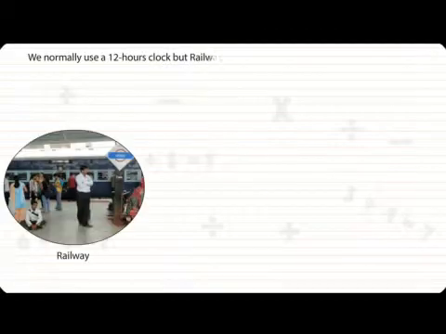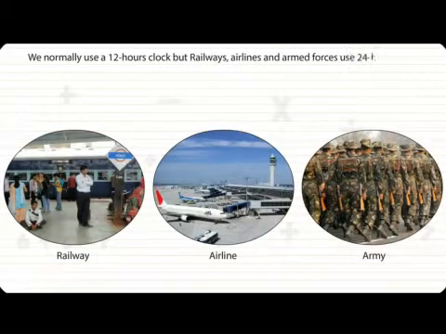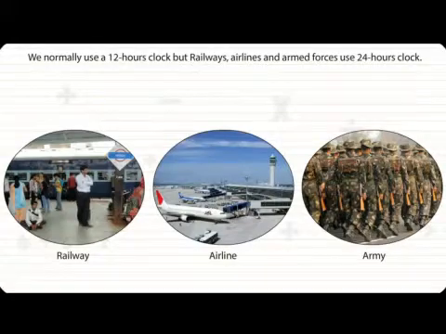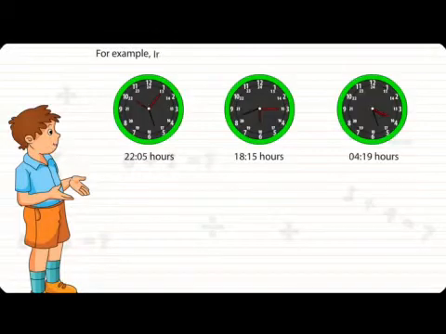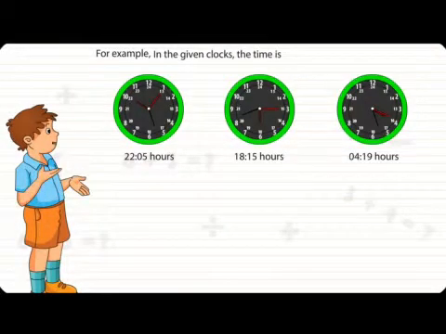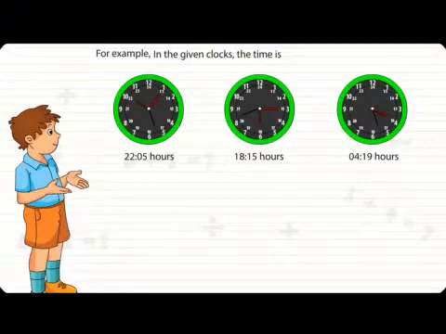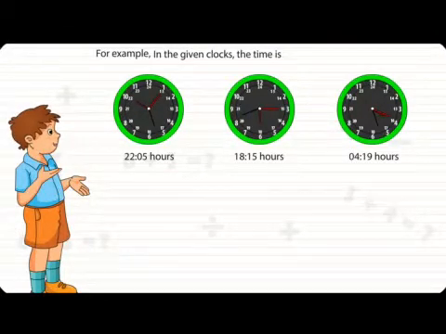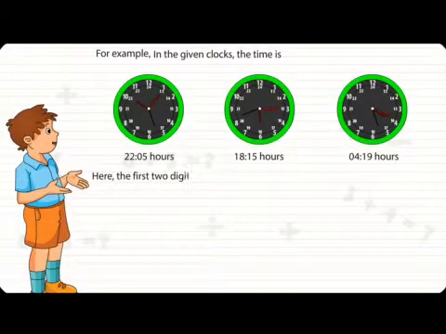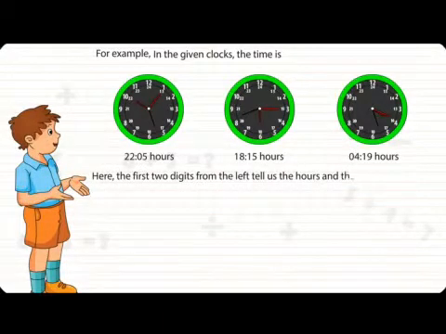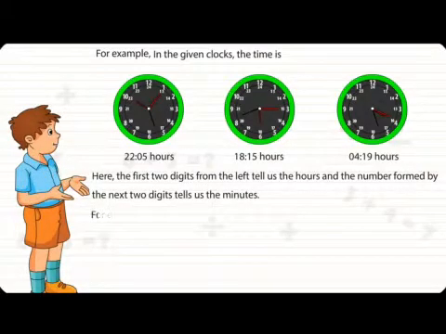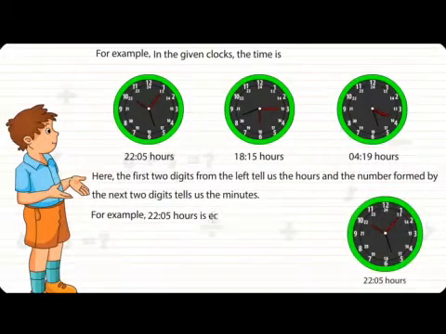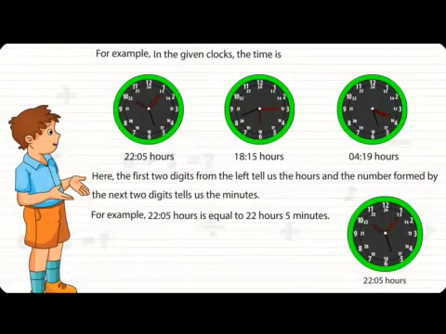24 hours clock time. We normally use a 12 hours clock, but railways, airlines and armed forces use a 24 hours clock. In this, the time is expressed in 4 digits. For example, in the given clocks, the time is 22:05 hours, 18:15 hours and 4:19 hours. Here, the first 2 digits from the left tell us the hours and the number formed by the next 2 digits tells us the minutes. For example, 22:05 hours is equal to 22 hours 5 minutes.